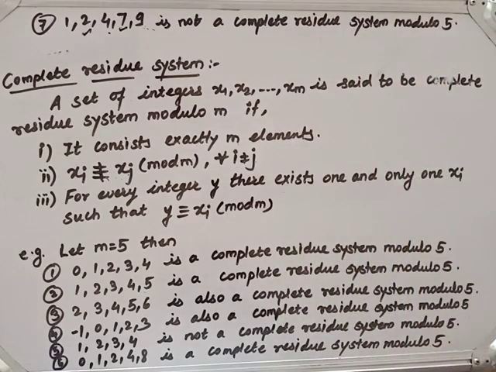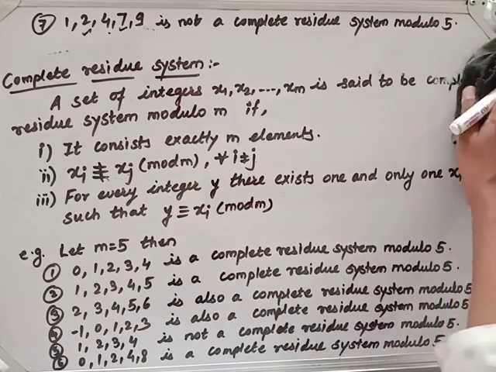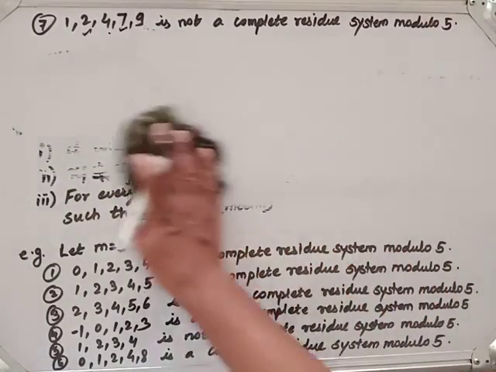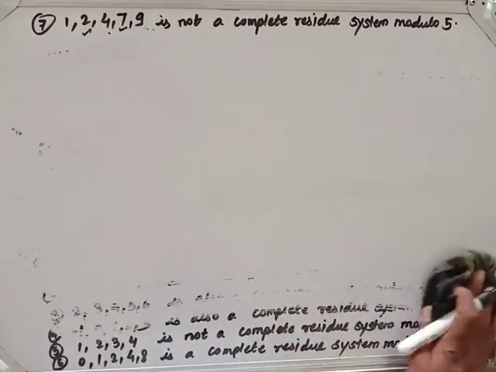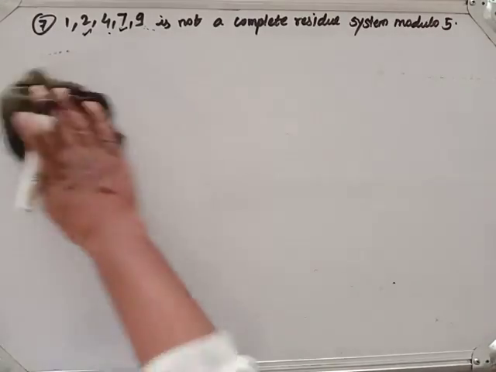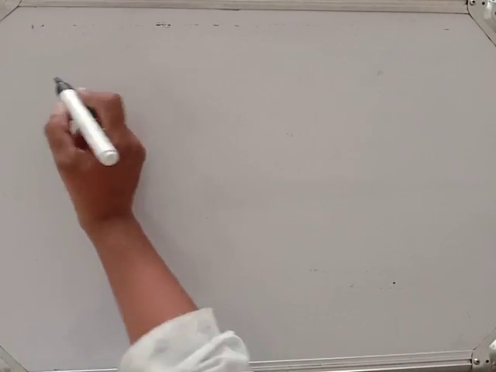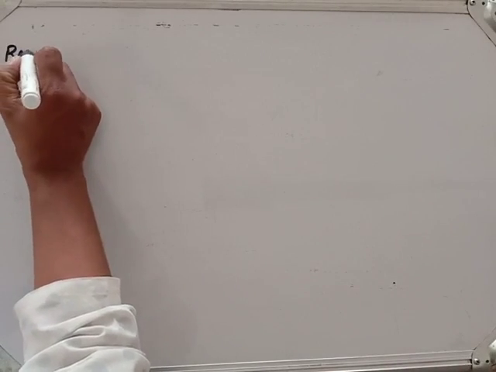Remember these things. If any one of these conditions is not satisfied, then it is not a complete residue system modulo m, whatever the integers given to you and whatever the value of m given to you. Now let us see the remarks from this definition. Let us write down one remark.